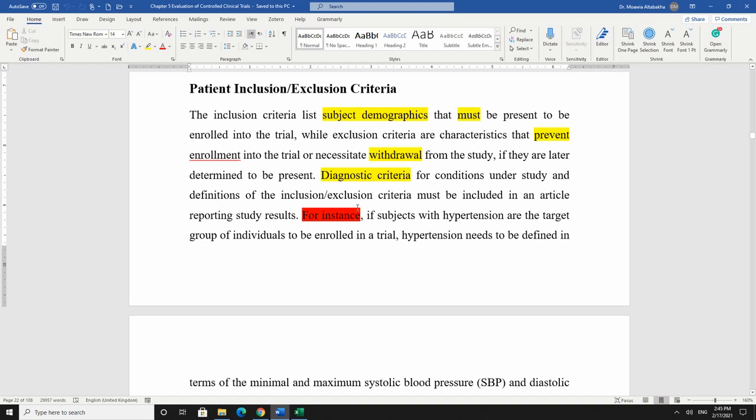Another thing to mention here, because I found that some students do this. They will say my inclusion criteria is for the subjects to have a systolic blood pressure of 140 or more, and then in exclusion criteria they say my exclusion criteria is for subjects having a systolic blood pressure of less than 140. Now, this is repetition. It's not correct. You cannot do that. Your exclusion criteria must be different.